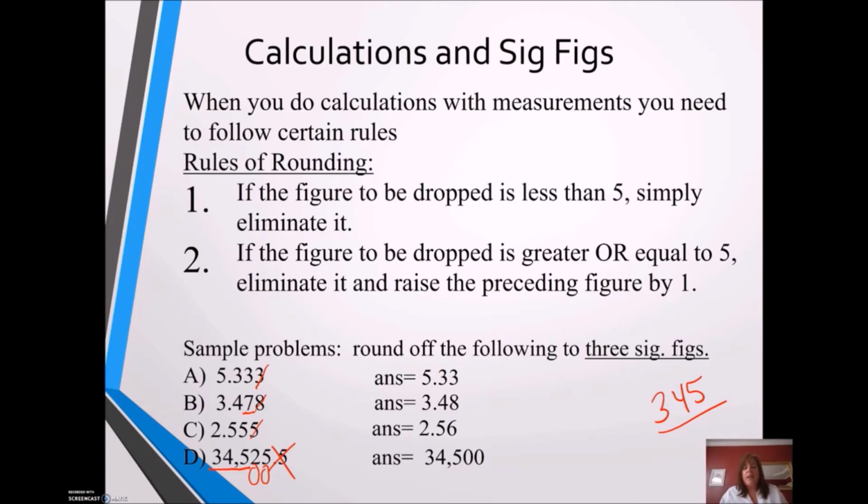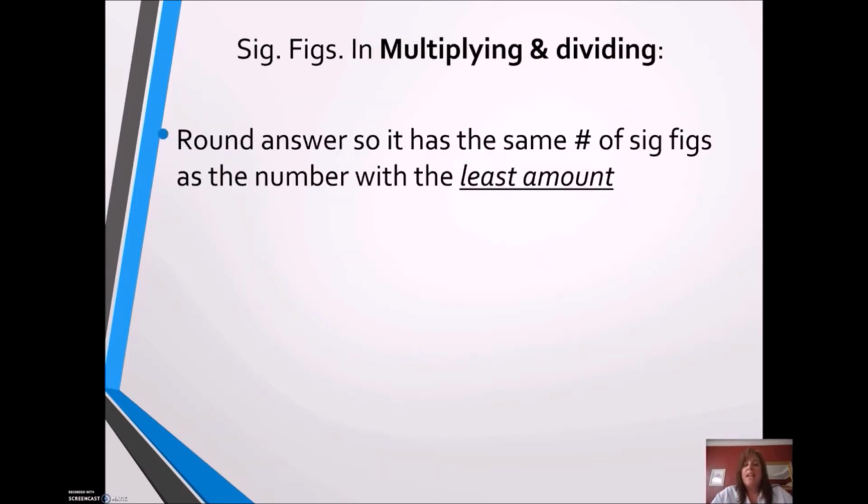Now, let's talk about calculations, because this is when we're going to have to do this rounding. So let's start with multiplication and division. When you do multiplication and division, your answer has to be rounded so that it is the same number of significant figures as the number with the least amount.